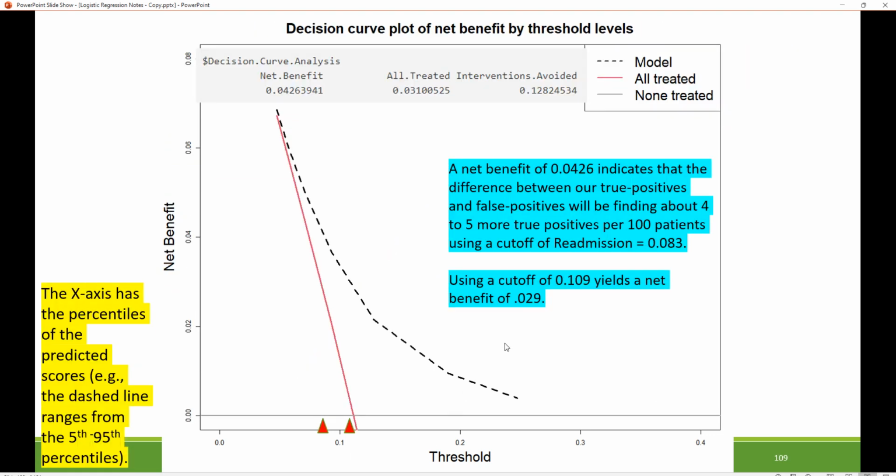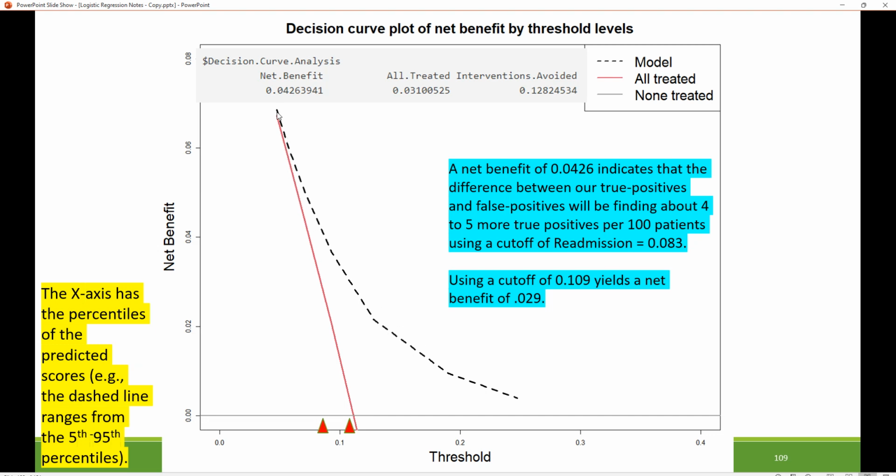Okay, and so using a cutoff of 0.109 yields a net benefit of 0.029. So if we go to that second red triangle at the bottom on the x-axis and we go straight up, it's going to be about 0.029, somewhere around there. So we can see that as we move our threshold further to the right, our net benefit goes down. So that's what that dashed line represents.